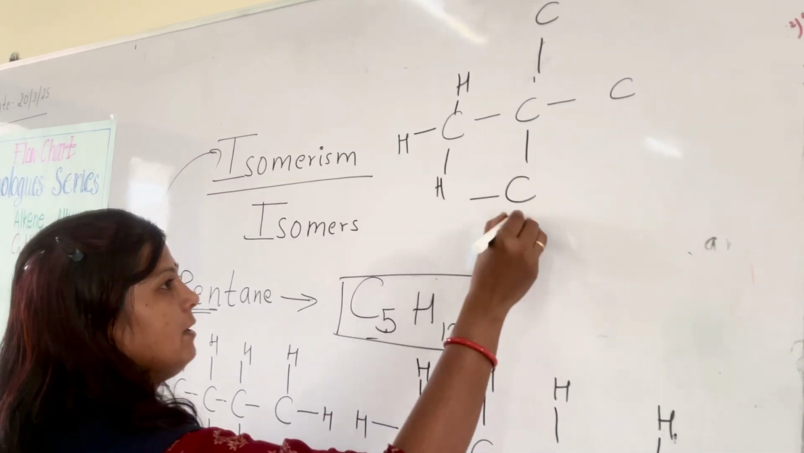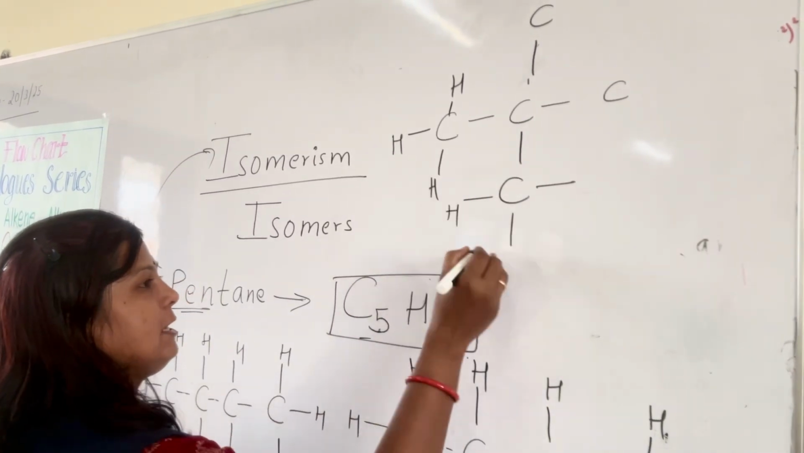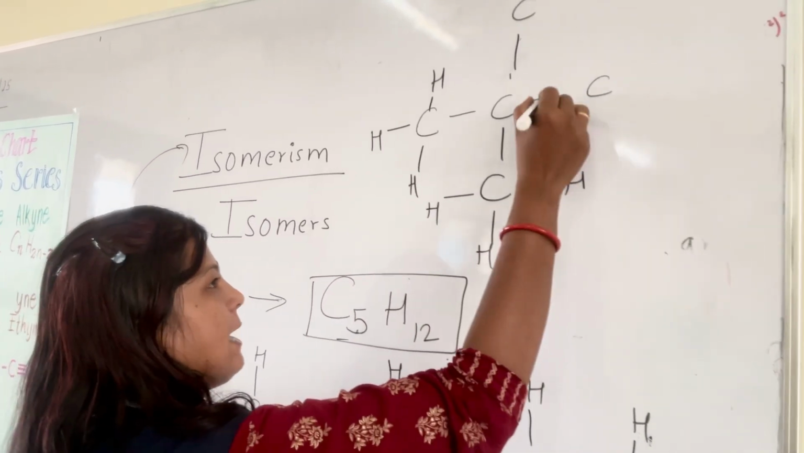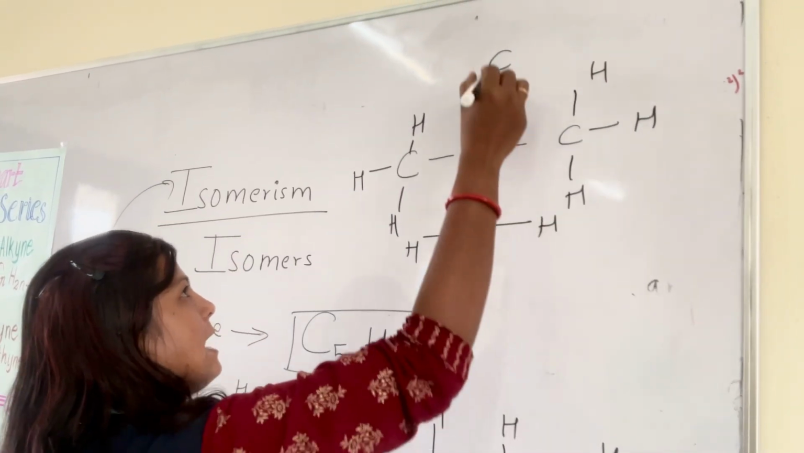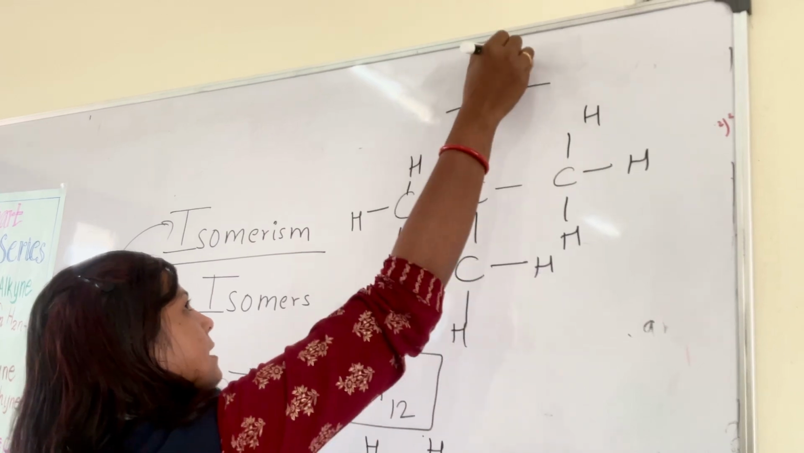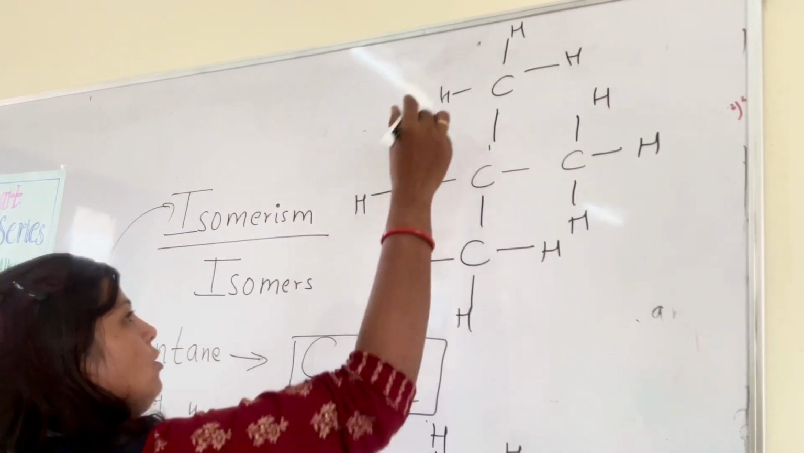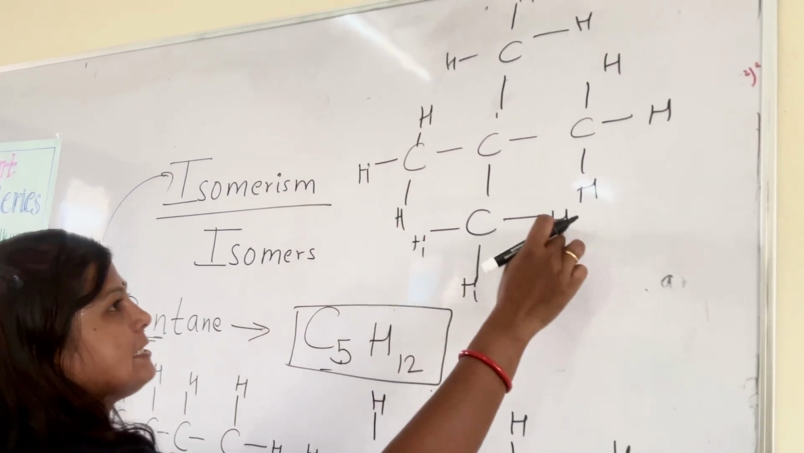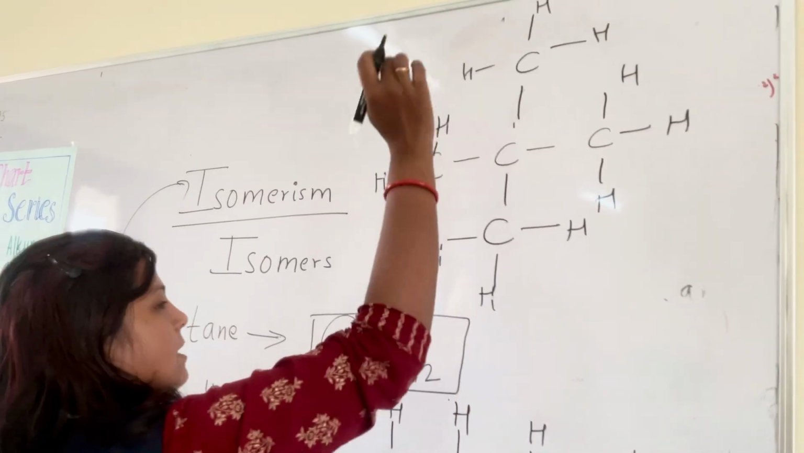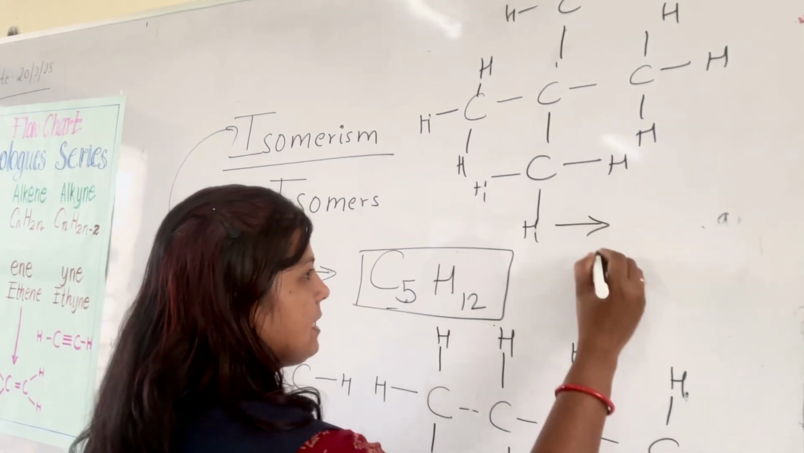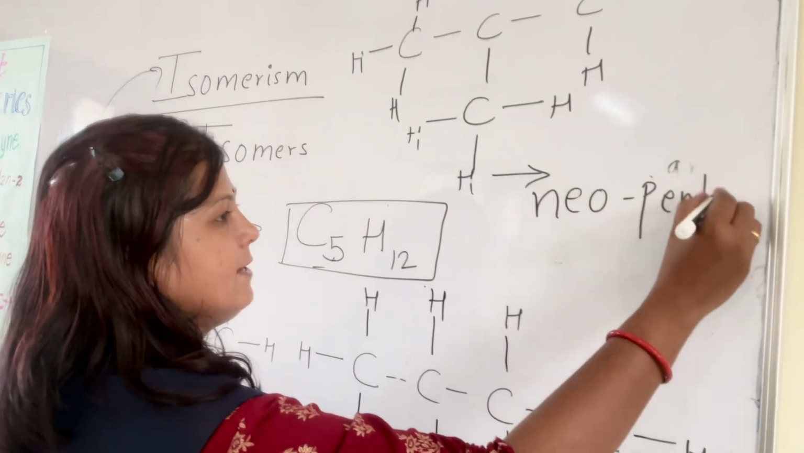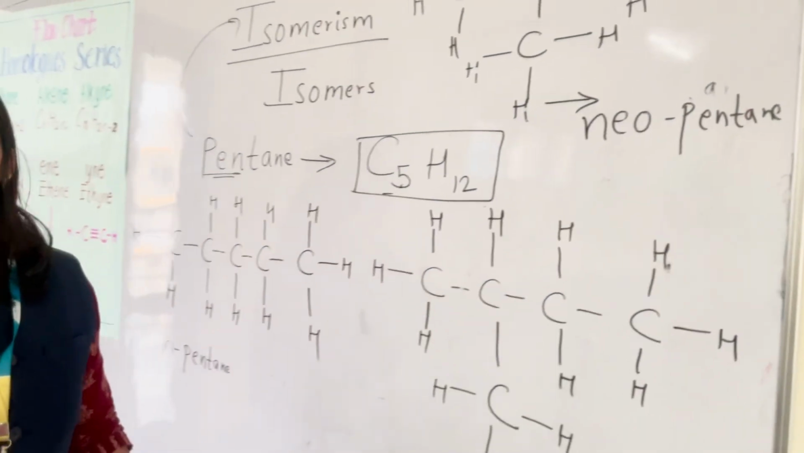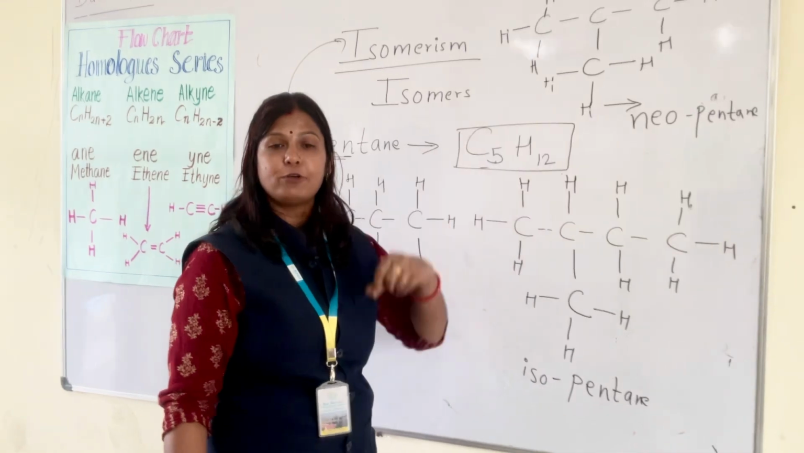1, 2, 3. For this carbon, already 1 is there, add 3 more hydrogen. For this carbon, 1 bond is there, make it 3 more. For this carbon, 1 is there, make it 3. Now count the hydrogen: 1, 2, 3, 4, 5, 6, 7, 8, 9, 10, 11, 12. What is this structure? Neopentane. Now you will ask that, madam, why is it not possible for butane?